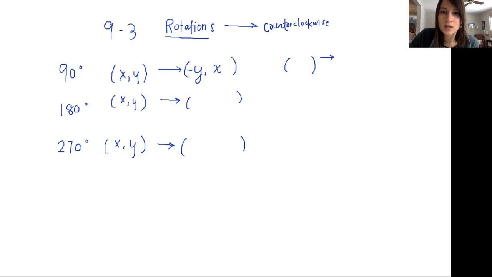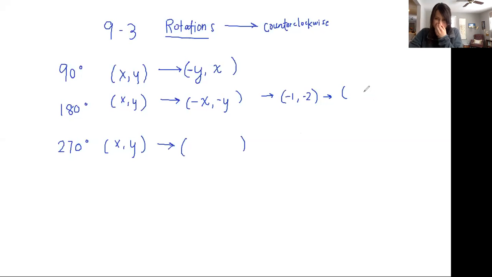And so now let's take a look at the 180. With 180, your points are basically just going to become negatives. So if I had a point of (3, 4), it would become (-3, -4). If I had a point that was at (-1, -2), excuse me, the point would become (1, 2).